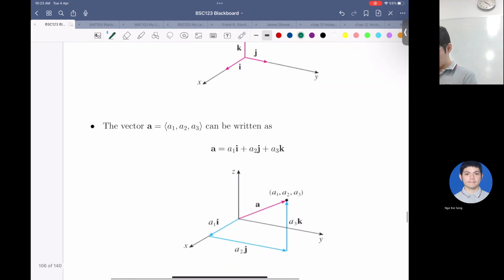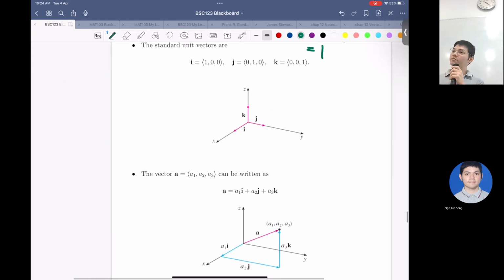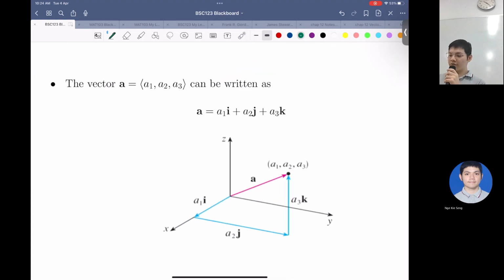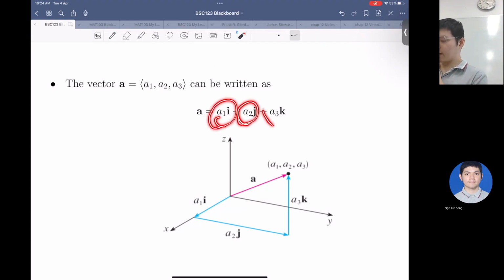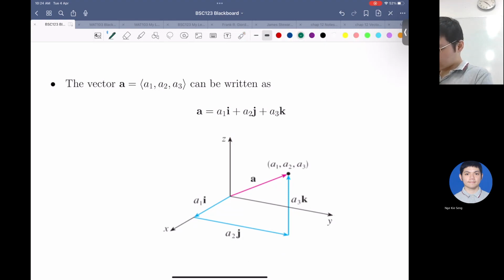Just what has been learned. So why do we care about these unit vectors? Because they form a basis. That means everything in the vector space we can express as a linear combination of these three. In particular, to express it you just take the coefficients in front of i, j, k. So if you are given a point (a1, a2, a3), the vector is exactly a equals a1 i plus a2 j plus a3 k.